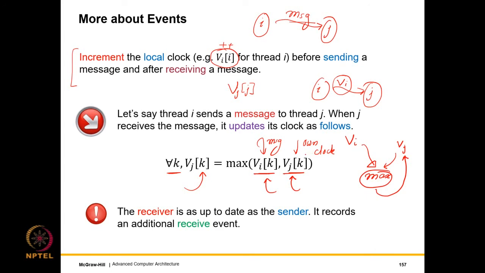Why would you do that? The reason is that this would ensure that the receiver is at least as up to date as the sender. So maybe I should add the term at least over here. The receiver is at least as up to date as the sender, in the sense that the receiver's view is not older than the sender's view, because whatever the sender has seen of the system, the receiver has at least seen that much, if not more. And along with that, it is also recording an additional receive event.